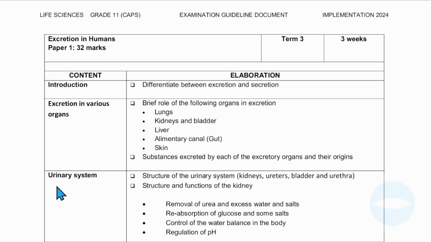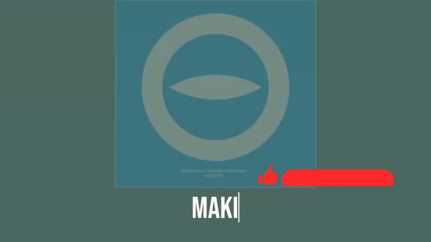And then in the urinary system, I will show you the structure of the urinary system, including the kidney, ureter, bladder, and the urethra. I will also explain the structure and the functions of the kidney. So this is the content of this video. Without wasting more time, let's get to it.